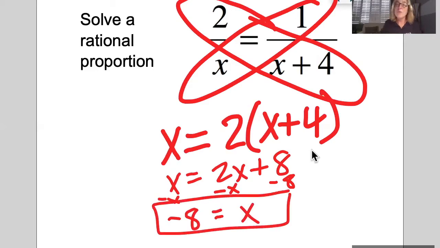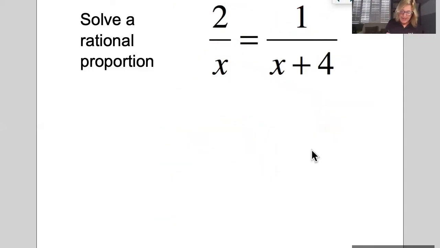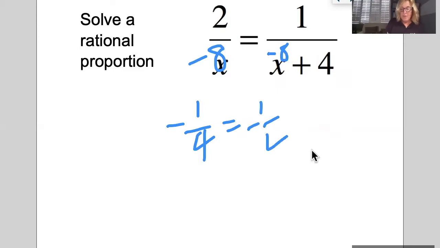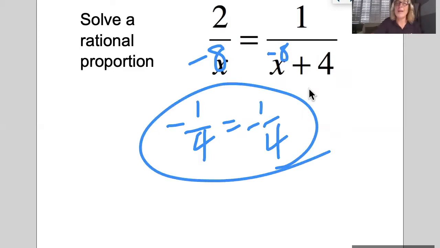And of course, we want to confirm this by going back to the original equation and replacing x with negative 8. And so let's just see if that works. Negative 8 here would be the same as negative 1/4. And negative 8 here would give us negative 1/4. So yes, it works.